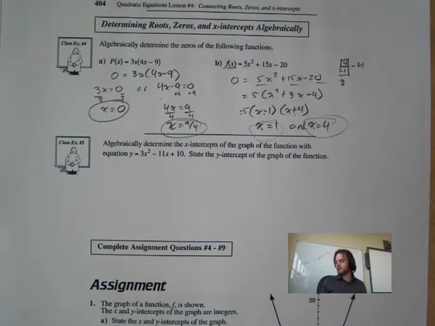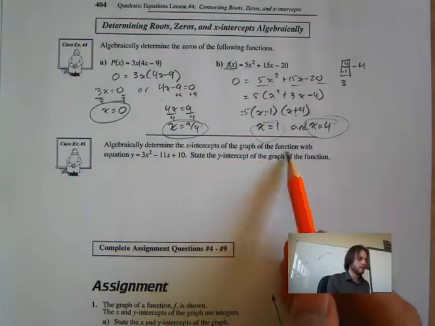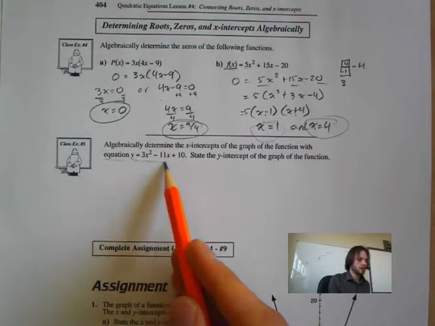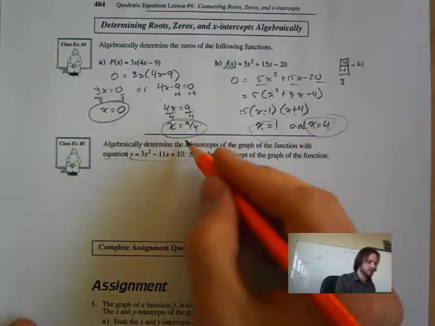Let's take a look at number 6. Number 6 says, algebraically determine the x-intercepts of the graph of the function of the equation y is equal to 3x squared minus 11x plus 10. State the y-intercept of the graph of the function. Okay, so we want the y-intercept. Well, y-intercept's easy. It's always the constant.